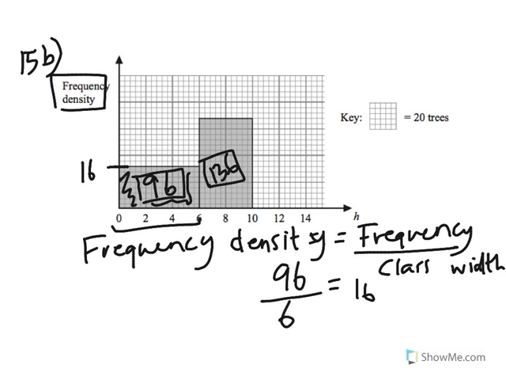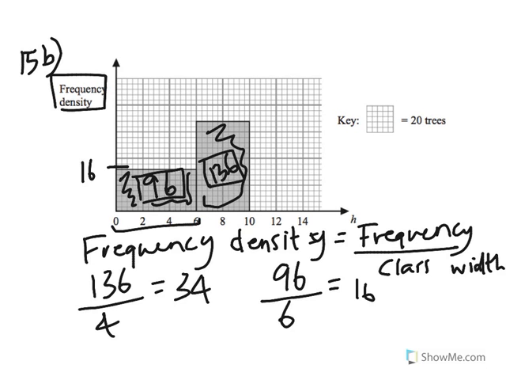And let's do it for this one also, this bar. So the frequency is 136, and the class width is from 6 to 10, so the class width is 4. So 136 divided by 4 is actually 34. Okay? So that means that this is 16, and this should be 34. Alright? So now that we have some kind of labeling, we can actually fully label this structure. So that means that this should actually be 20, this should be 30, and so on.